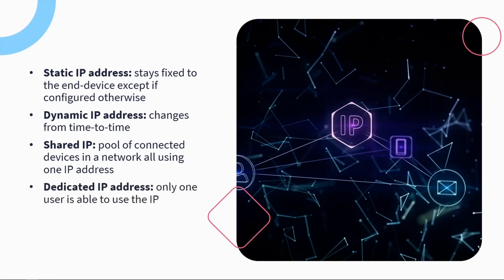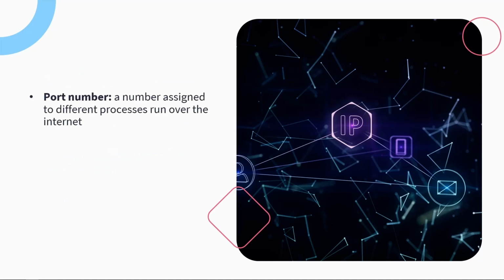And then a dedicated IP address. Now, this is when only one user is able to use the IP and it cannot be shared. A good example will be large websites or e-commerce sites that often use a dedicated IP address to have full control over the IP. A port number is a number that is assigned to different processes run over the internet. It is used to identify different protocol traffic on a network. A good example will be port number 80 for HTTP, Hypertext Transfer Protocol, 23 for Telnet, and 25 for SMTP, Simple Mail Transfer Protocol.